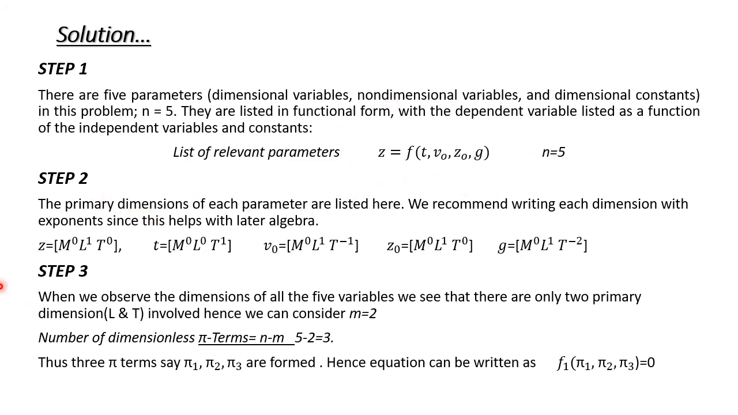Okay, so what is the unit of z? It is meter. So I have written here m to the power 0. You know that anything to the power 0 is 1. Here t naught is also 1. So what remains is L1.